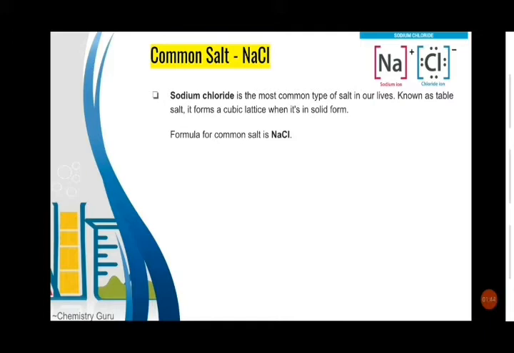Formula for sodium chloride is NaCl. NaCl in its aqueous form, when we combine NaCl with water, it gives two ions. One is Na positive and another is Cl negative. And if you see here, sodium is acting as an electron donor and chlorine is acting as an electron acceptor. Sodium has a positive sign and chlorine has a negative sign on it.